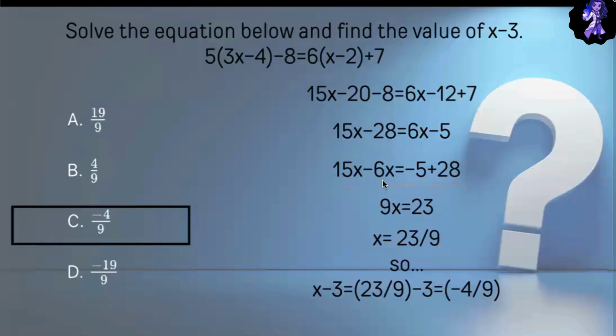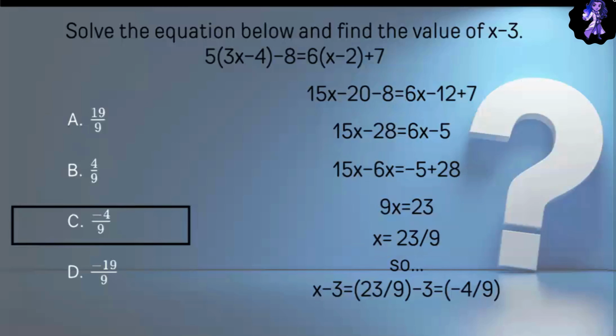So we have 15 minus 6x because we brought over this positive 6x to give you negative 6x, and we brought over the negative 28 to be now positive 28, and now we can combine like terms. 15 minus 6x is going to be equivalent to 9x, and negative 5 plus 28 is going to be 23. So x equals, I should say positive, 23 over 9.